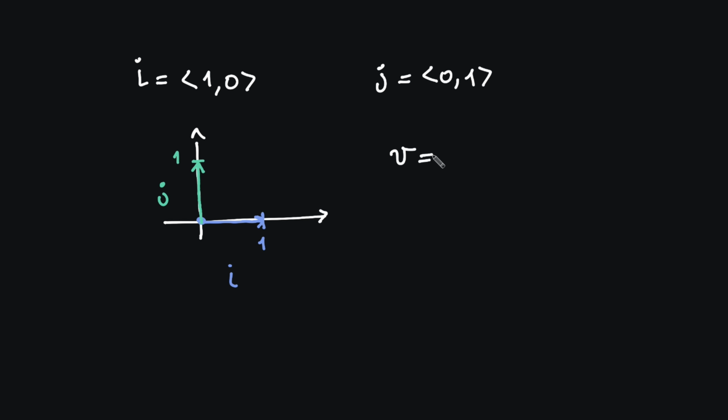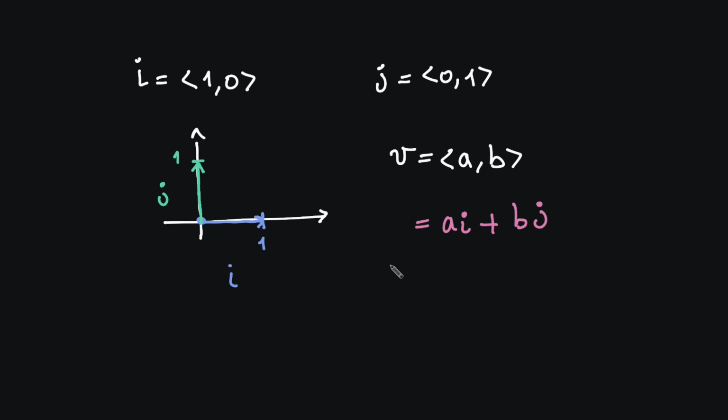Any vector v in component form can be expressed in terms of i and j. How? Vector AB can be expressed as a times i. So the horizontal component is going to be multiplied by the i vector, this horizontal vector right here, plus b times the j vector. So in this way, we can express any vector.